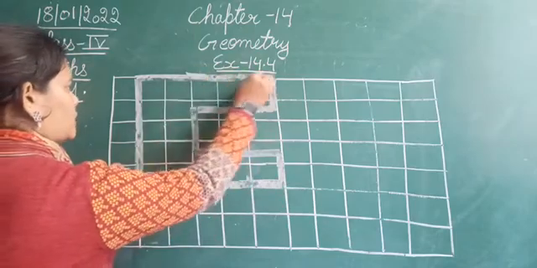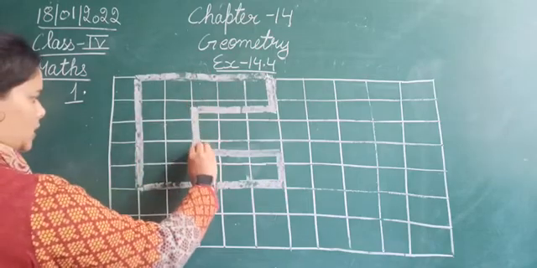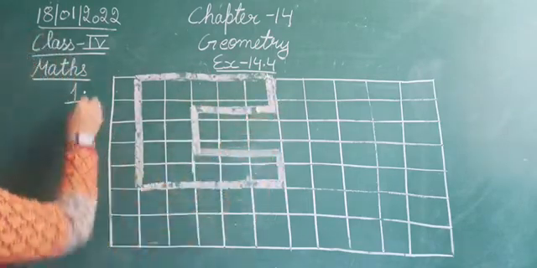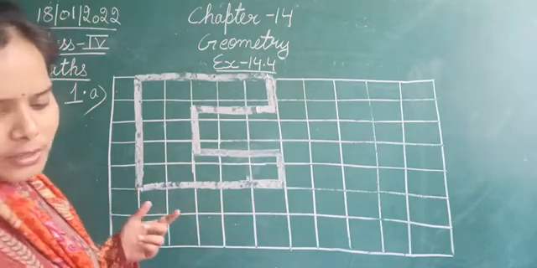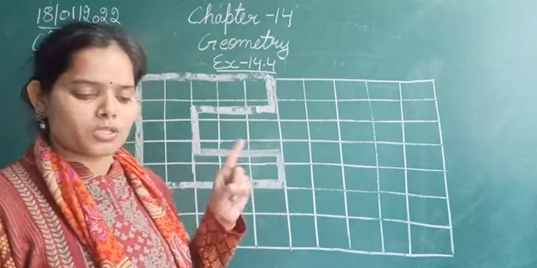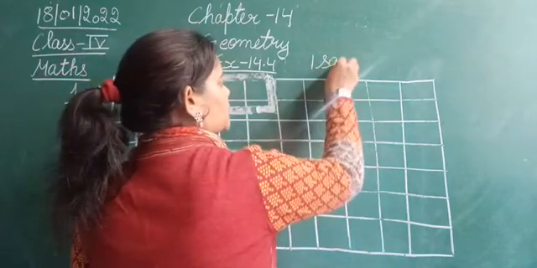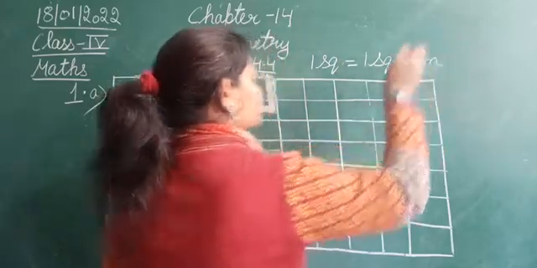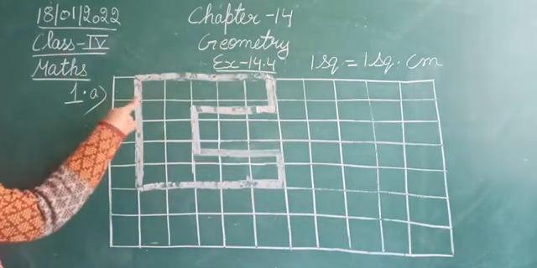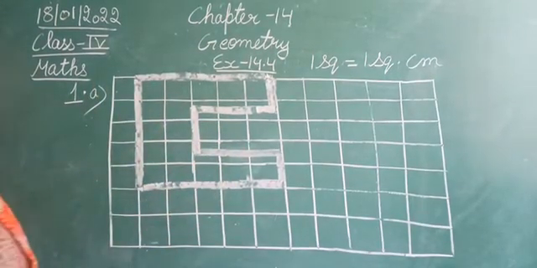Now we have to find the area of this figure, that is A1. How are we going to find the area of this figure? As it is already mentioned in the question, each square is equal to 1 square centimeter, and we need to find the area of this. So let's count the number of squares.